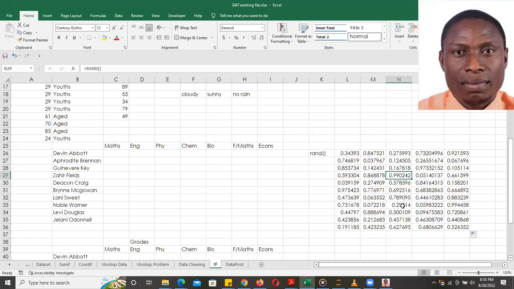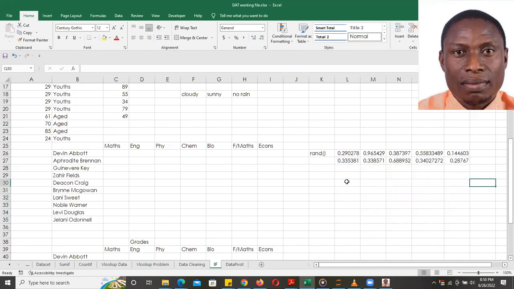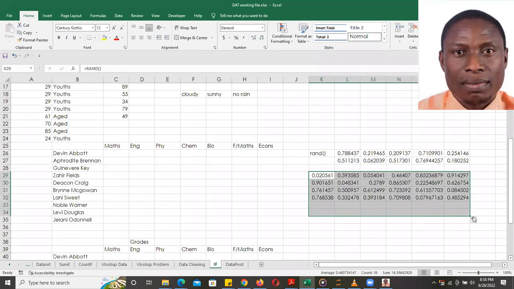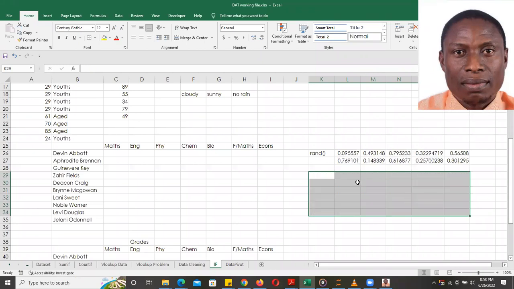When you typed RAND, what did you do to get those figures? I missed that, sorry. So what I did was I just typed equals RAND, then open and close bracket. It's a function. Then you click enter, then you can drag it using your fill handle. That's just what I did. Okay, good. So now I want to use RANDBETWEEN.